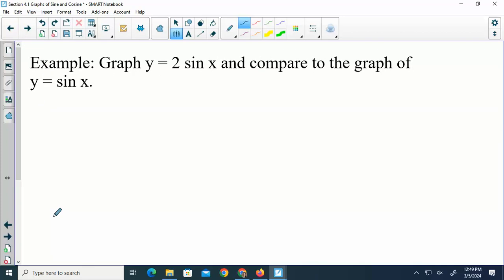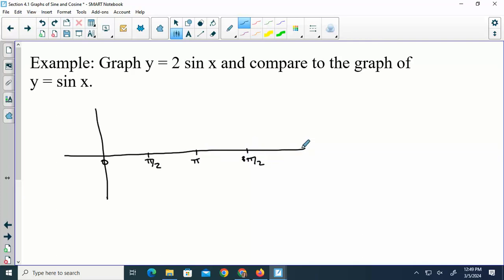So what I want to do is graph y equals 2 sine x and compare that to our regular graph of sine. So when we graph them, the x-axis is like our quadrant. So we have 0, pi over 2, pi, 3 pi over 2, and 2 pi. Those should be evenly spaced to the best of your ability.